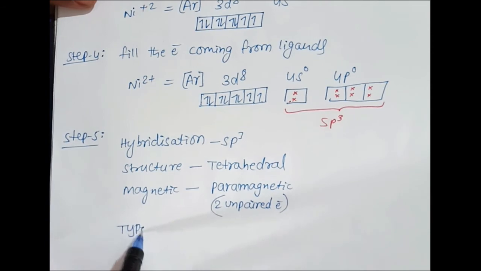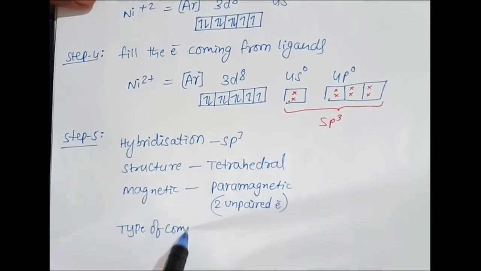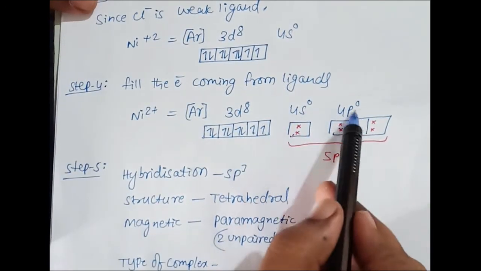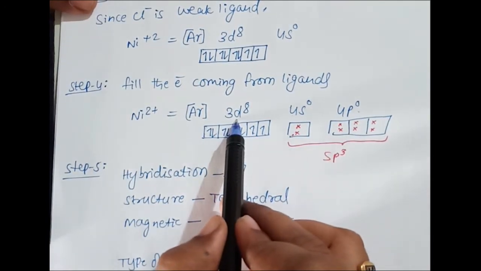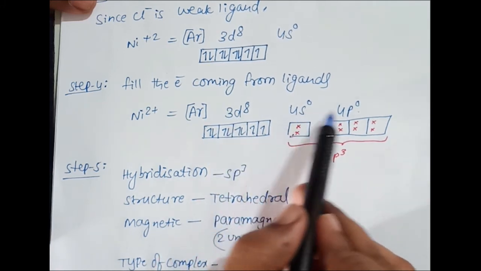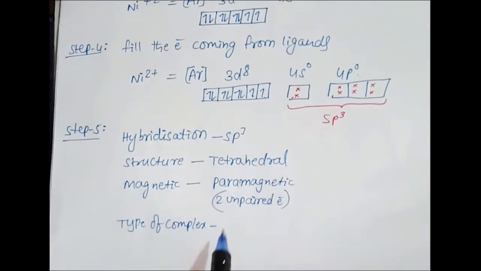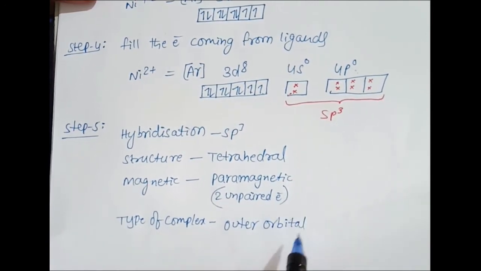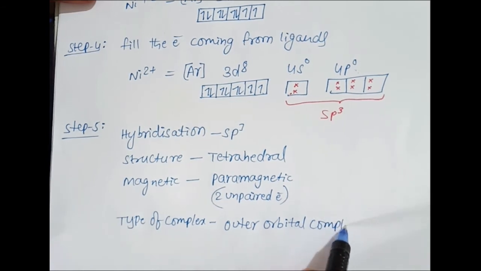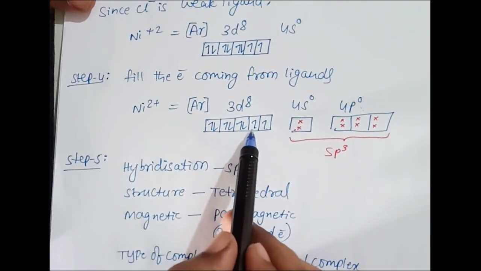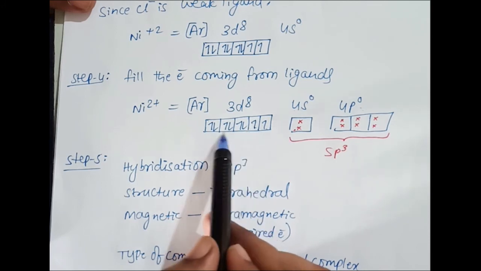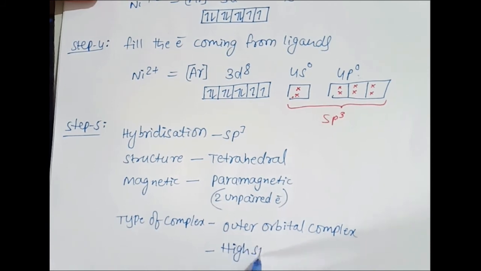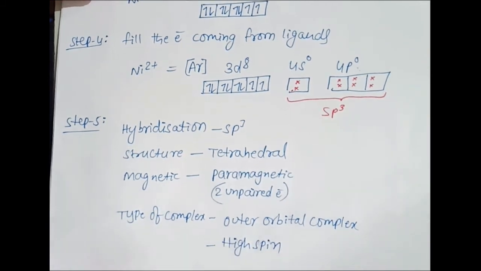Type of complex. Here which orbitals are used for hybridization? Only outer orbitals, 4s and 4p, are used. 3d is not used for hybridization. Therefore, it is called an outer orbital complex. Or spin: electrons are not paired against Hund's rule. So spin is high. Therefore, it is also called a high spin complex.